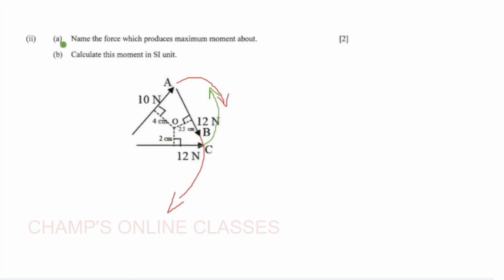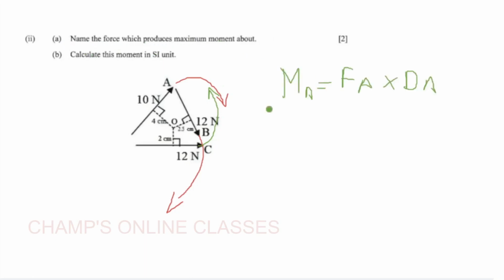Next, the first question in this is: name the force which produces maximum moment. What is your MA? FA into DA. What is FA? 10 Newton. And dA is distance of A from the center O, that is 4 centimeter. So our moment is 40 Newton centimeter. That is minus, because it is in clockwise direction.